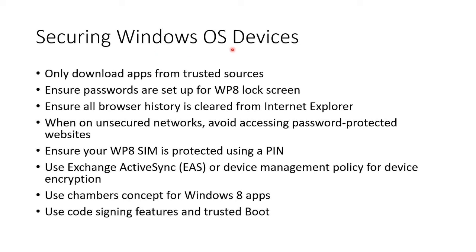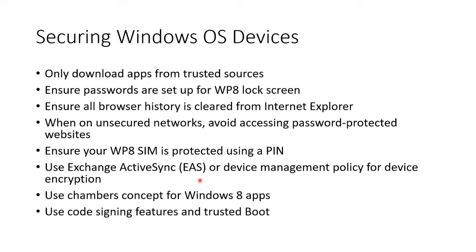To secure Windows OS devices, make sure that you only download the apps from trusted sources. Make sure you've got passwords and a lock screen. You can clear out your browser history from IE. If you're on an unsecured network, avoid accessing password-protected websites. Make sure that your Windows 8 SIM is protected by using a PIN. You could use Exchange ActiveSync or device management policy for device encryption. Now this is only in a corporate environment.